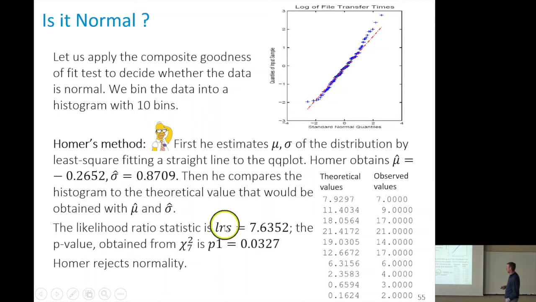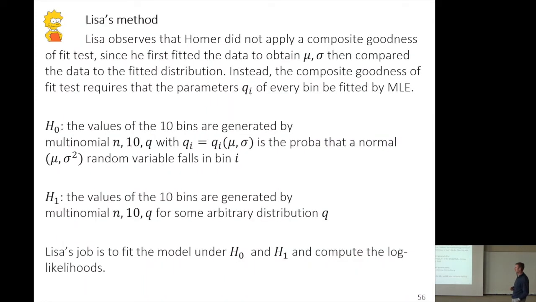Then I compute the likelihood ratio statistic. I compute the number of degrees of freedom difference, and I compute the p-value here. The p-value is small, therefore I say it is not Gaussian here. This is what Homer did, right? First method.